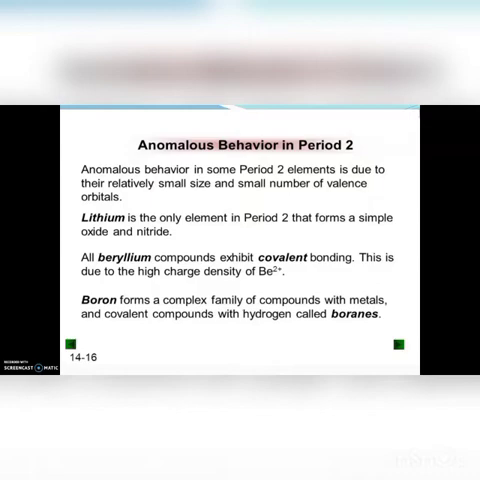For example, lithium always forms simple oxide and nitride. Lithium comes under the first group, whereas the first group elements other than lithium will not form simple oxide. And beryllium shows covalent bonding, whereas the other elements in its group do not. And boron forms boranes, which are complex compounds, whereas other elements in the group except boron will not form these. So why do these elements show this behavior?